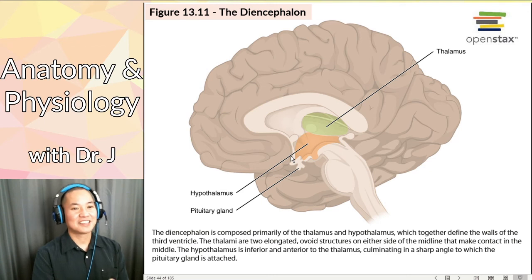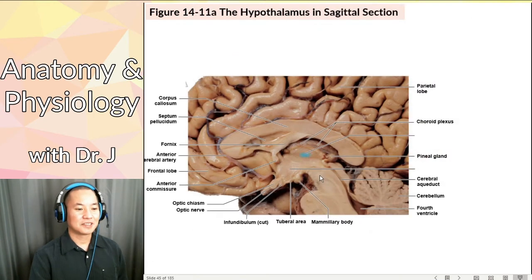Okay, back to the diencephalon. So we talked about the thalamus. Now, what's below the thalamus? Hey, what's that prefix that means below? So below the thalamus, we have our hypothalamus.